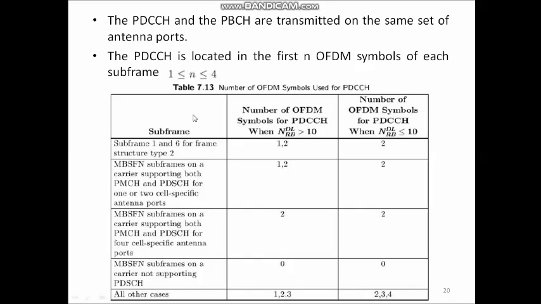So, in the first column, they have mentioned the type of subframe, different types of subframes, it is listed out there. And in the second and third columns, they have mentioned how many OFDM symbols are required for PDCCH. Here you can see that in the second column they have considered the condition number of downlink resource blocks N_DL_RB greater than 10, and in the next column the condition number of downlink resource blocks less than or equal to 10.